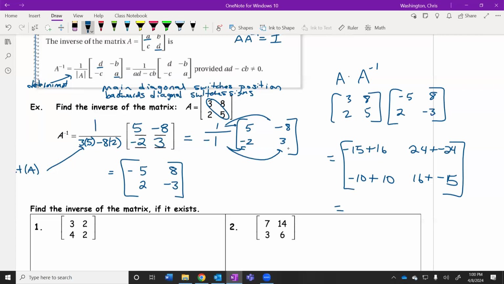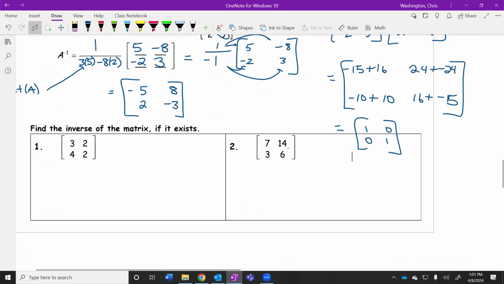If we add all that together, -15 and 16 is 1. 24 and -24 is 0. -10 and 10 is 0. And 16 and -15 is 1. So we get 1, 0, 0, 1. And we're going to talk about it a little bit tomorrow. Now that matrix that was on the left, it's not there anymore.